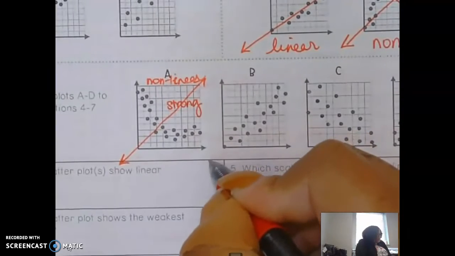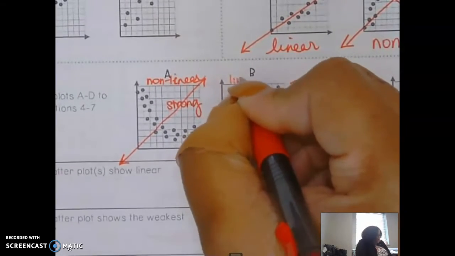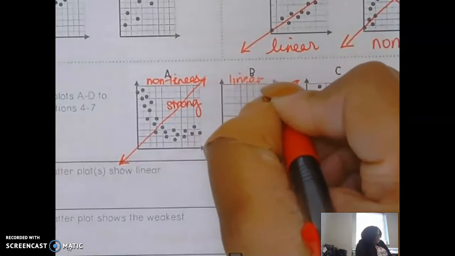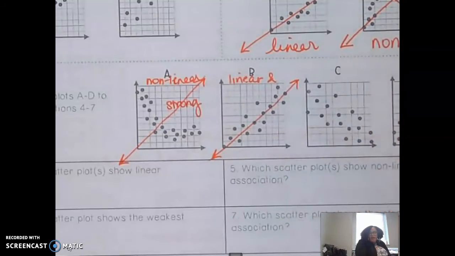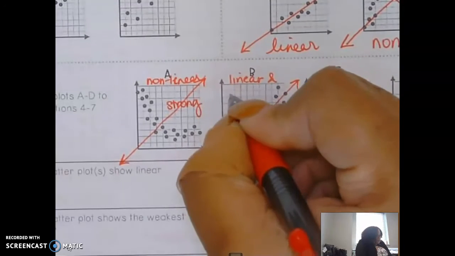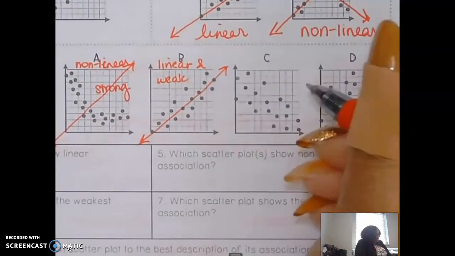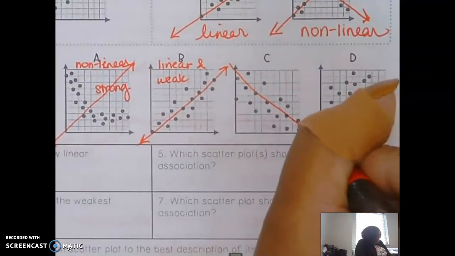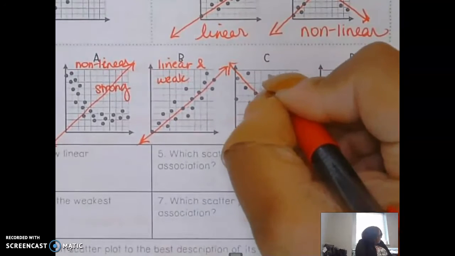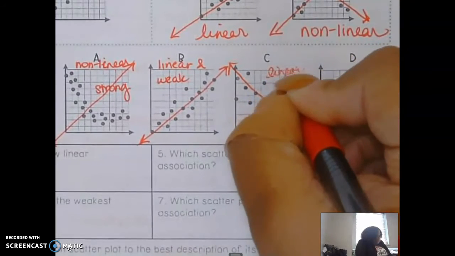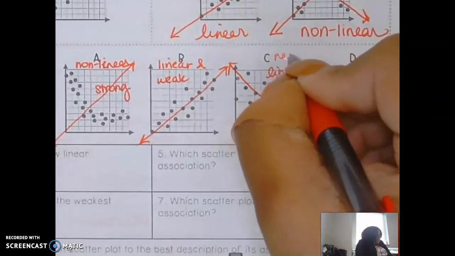Okay, here I'm going to draw a straight line. This tends to be linear. And it's got a little bit of a spread out pattern here. So we'll call this a weak association. And then letter C. I got a straight line that can go from the top left to the bottom right. This is linear and also weak. And it's a negative linear.